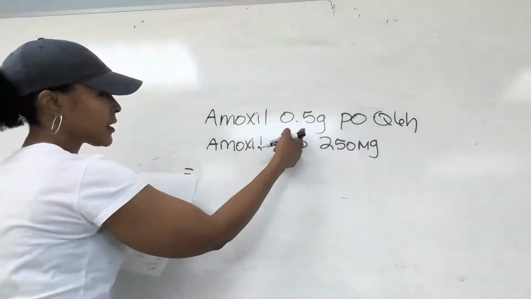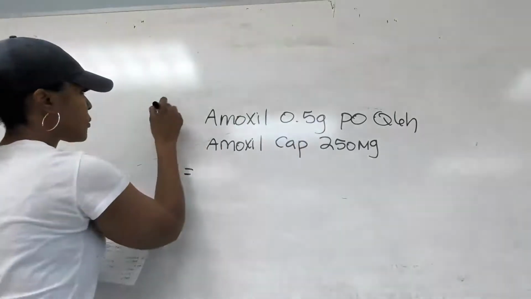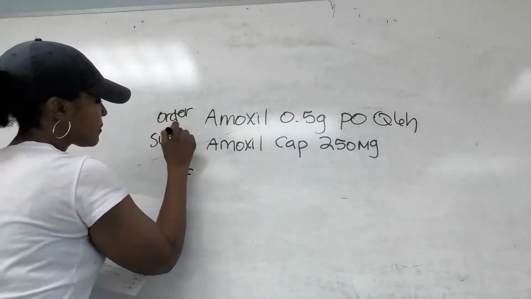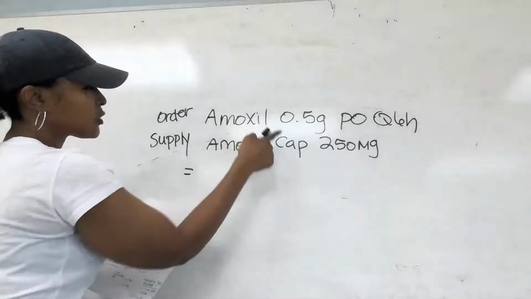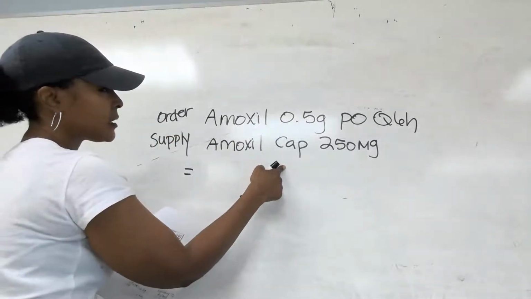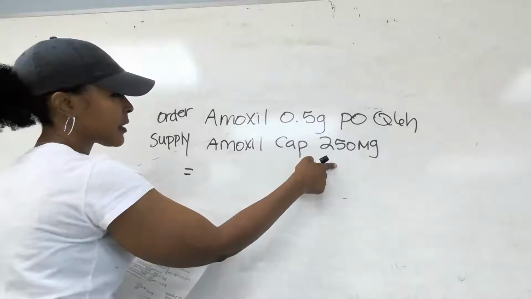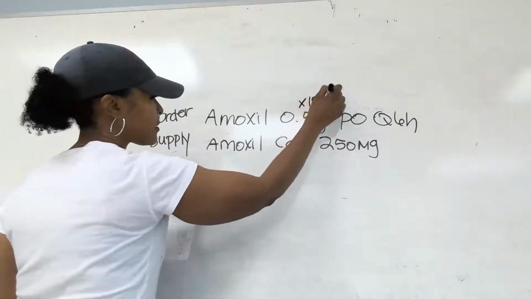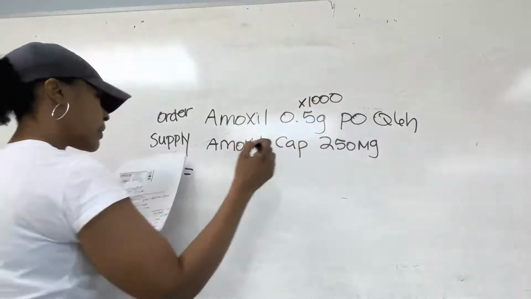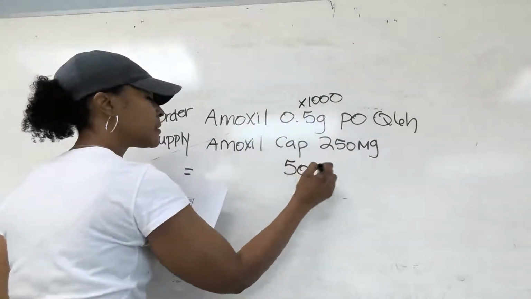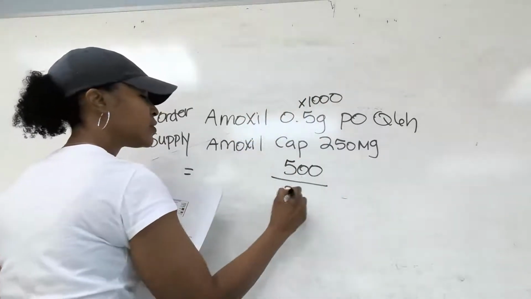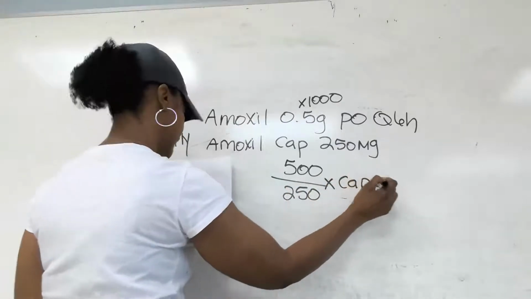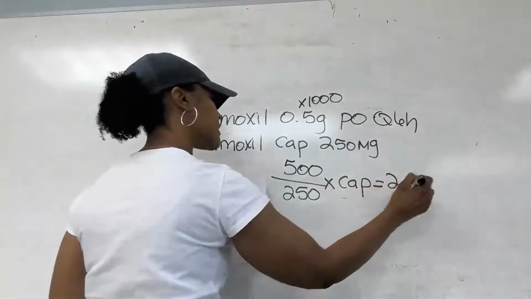So we always have to convert the doctor's order to what we have in our supply cabinet. So we have to convert grams to milligrams. We're going from largest to smallest. We multiply by 1,000 and we come out with 500 divided by 250 times capsule. And that gives us 2 capsules.